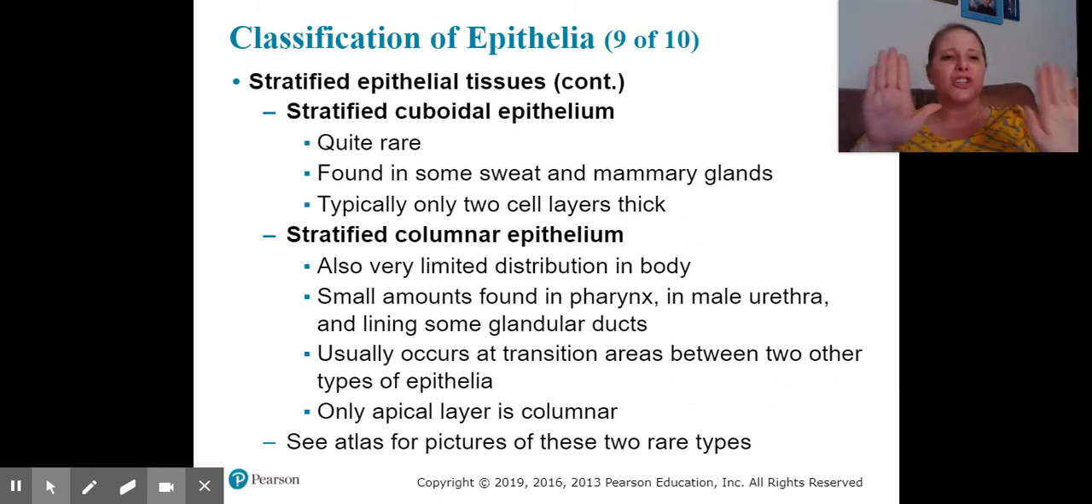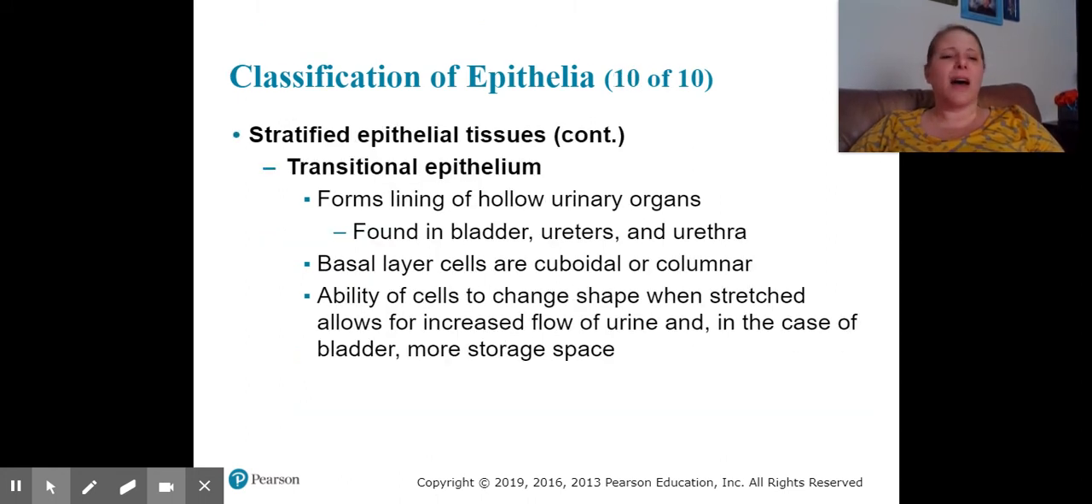So you'll have to make sure you're looking at the right part of your stratified. Only the top layer, the outer layer, the apical layer is columnar. The bottom layer is actually going to be cuboidal. You'll have to look those pictures up. They're pretty rare, so this PowerPoint doesn't have a picture of them.